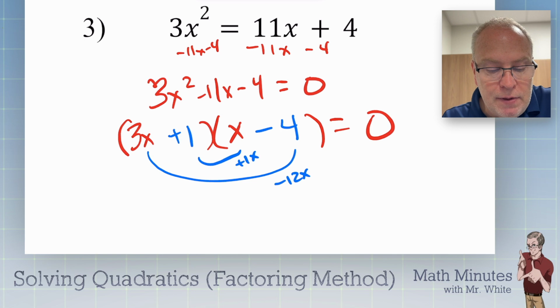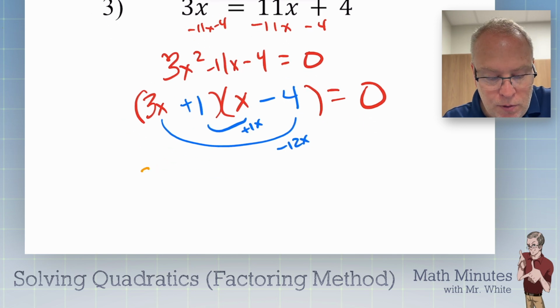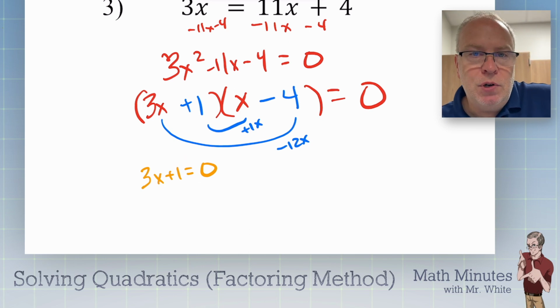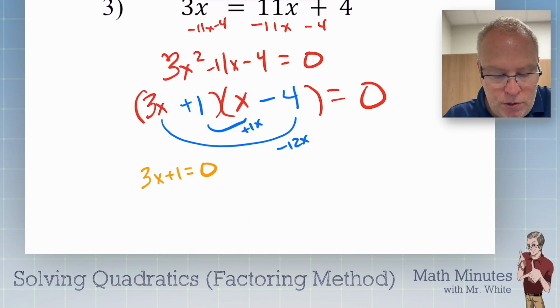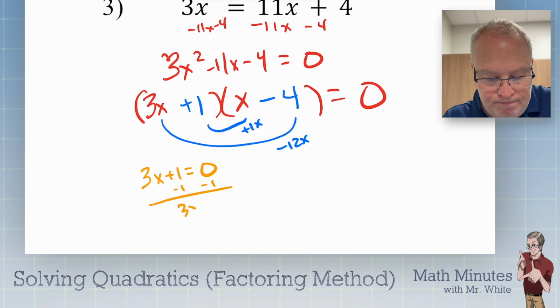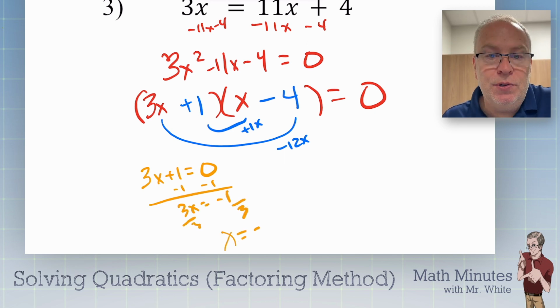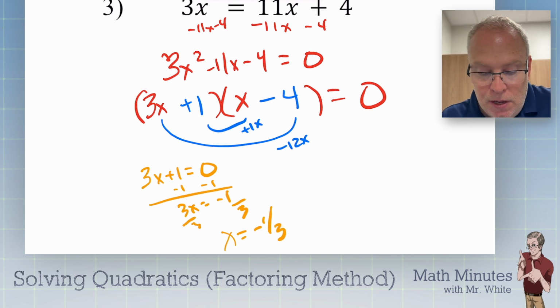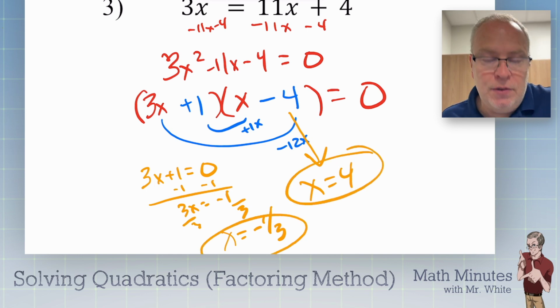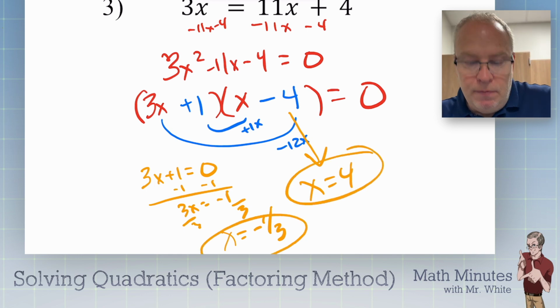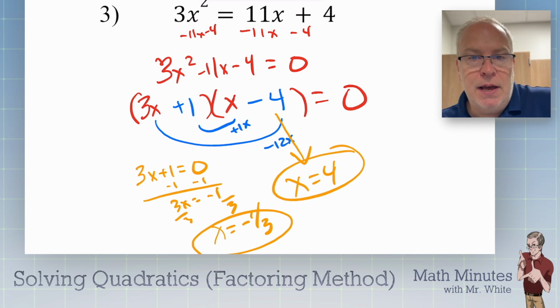You then solve it. Now be careful on this first one. 3x plus 1 equals 0. A lot of students have troubles with this because they don't show their work. So if we subtract 1, divide by 3, you see x equals negative 1/3 is one of the answers. So we actually get a fraction on that one. And then the other one, of course, is x equals 4. So there's your 2 answers on this slightly more difficult factoring equation, but not too hard.